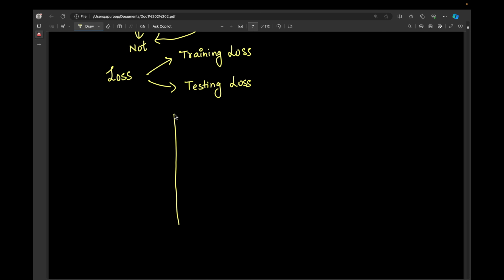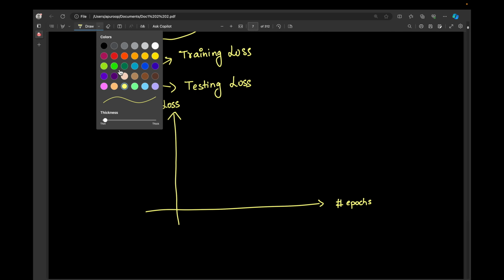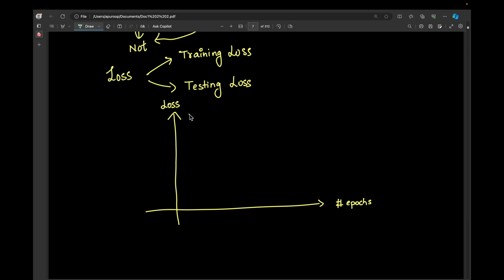Now let's try to draw a graph. This graph is with respect to the number of epochs or iterations. We'll see what these epochs or iterations are. For now, you can think of it like one time of updation of all the weights that we are having. And this is, let's say, our loss. So we have two losses, right? I'll be signifying it with two colors. Let's say this light green is signifying the training loss.